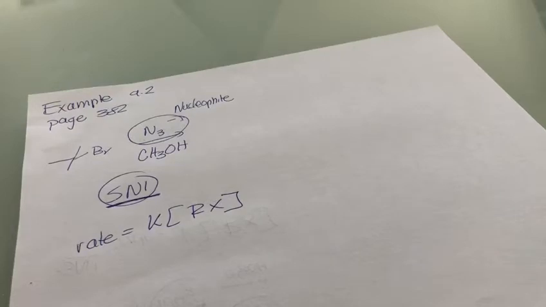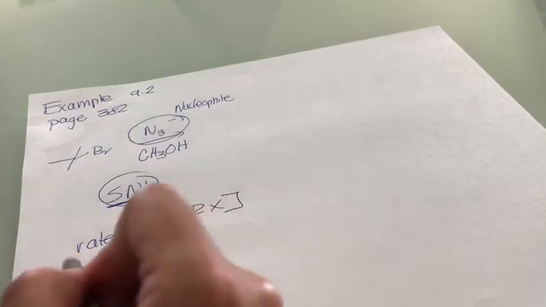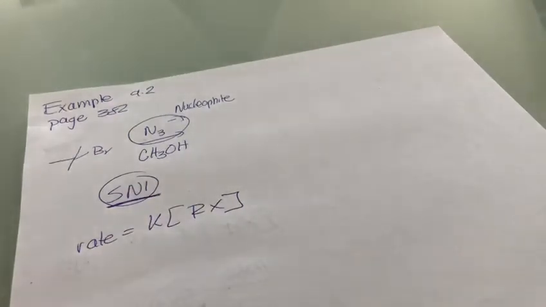Only the haloalkane does, because the rate determining step for the SN1 reaction is the formation of the carbocation. Again, the nucleophile does not participate in the rate determining step for the SN1 reaction. That's why we do not include the concentration of the nucleophile in the rate law of the SN1 reaction.